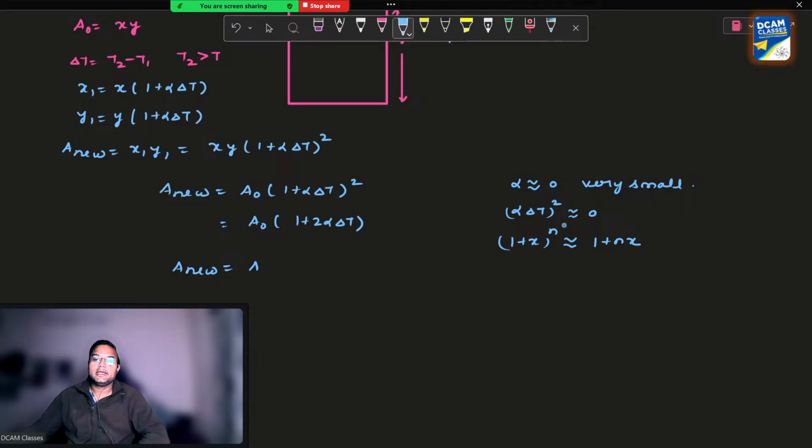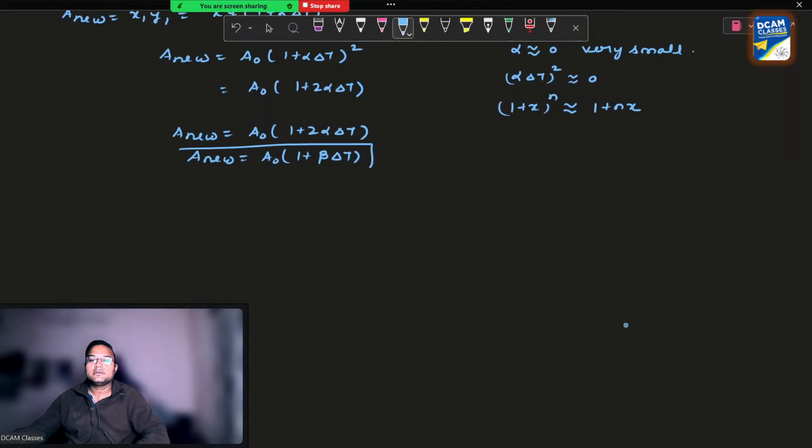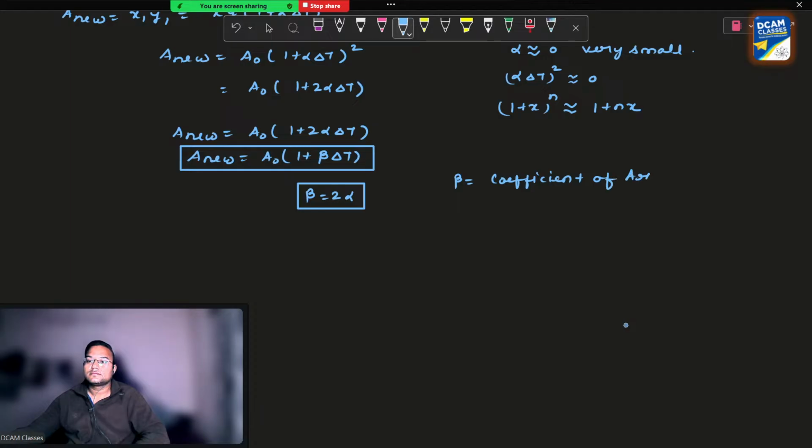Whenever there is an areal expansion going on, usually they write a nu is equal to a naught into 1 plus beta delta t. This is the formula, but through derivation, we have found out that beta is equal to 2 alpha, where beta is the coefficient of areal expansion. Clear up to here?